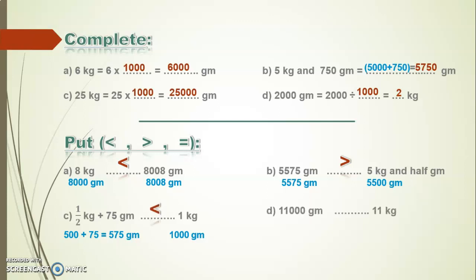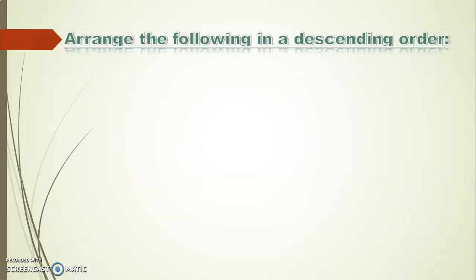11,000 grams, the other side is 11 kilograms. I can't compare between two different units. I have to convert the kilogram to gram. So when I multiply 11 kilograms by 1000, it will be 11,000. So my two sides are equal.